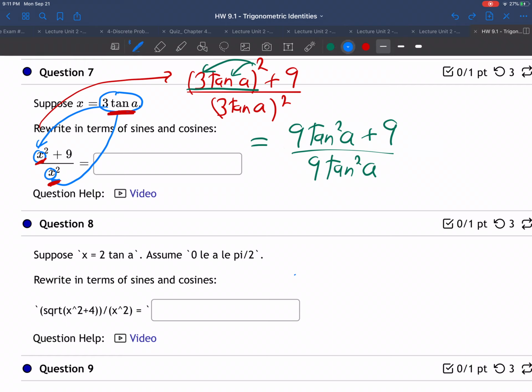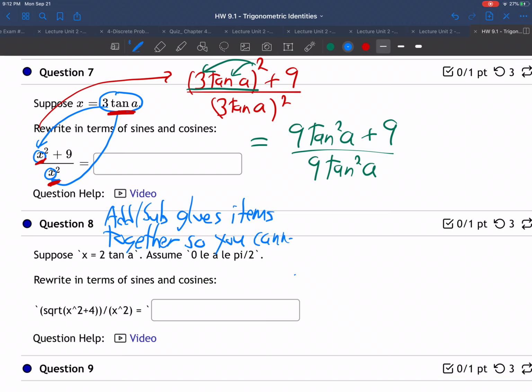Let me write a note for you. Pluses, well, let's see. Adding and subtracting glues items together, so you cannot cancel only one part of the glued package.